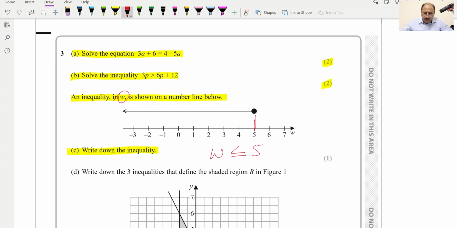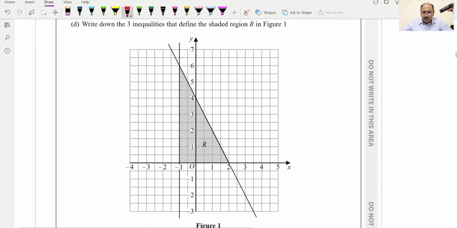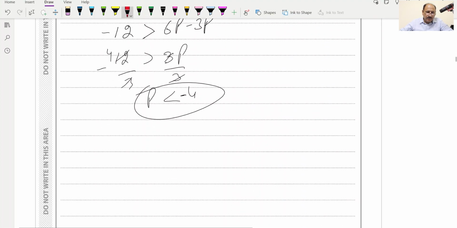This will be basically the answer for the C part. W is less than or equal to 5. We can provide it over here in sequence. C part is W is less than or equal to 5. This will be our answer.